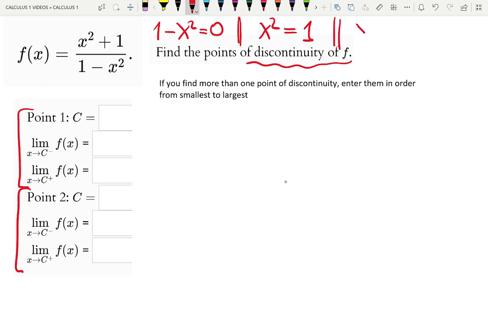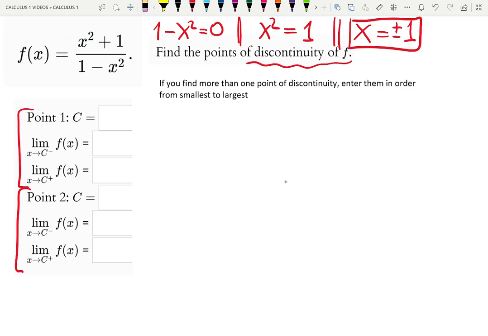Let's solve for x. X gives me what? 1. Is that correct? No, please don't forget plus and minus 1. Good job for pointing this out. So I have 2 points here which I want to look at because those 2 points give me division by 0 and the numerator is not 0 at those points.